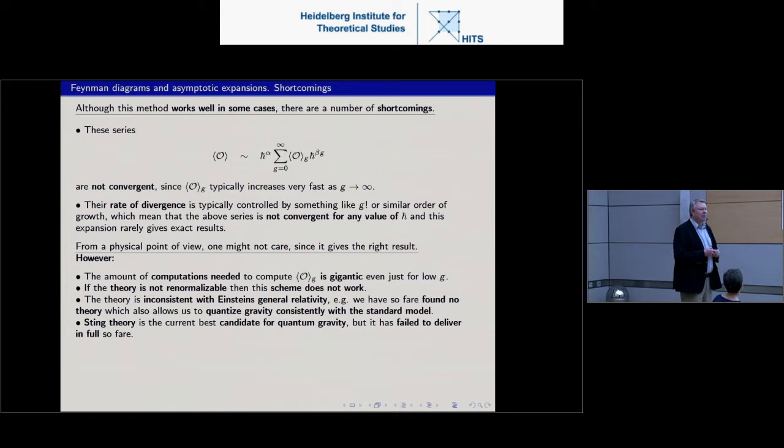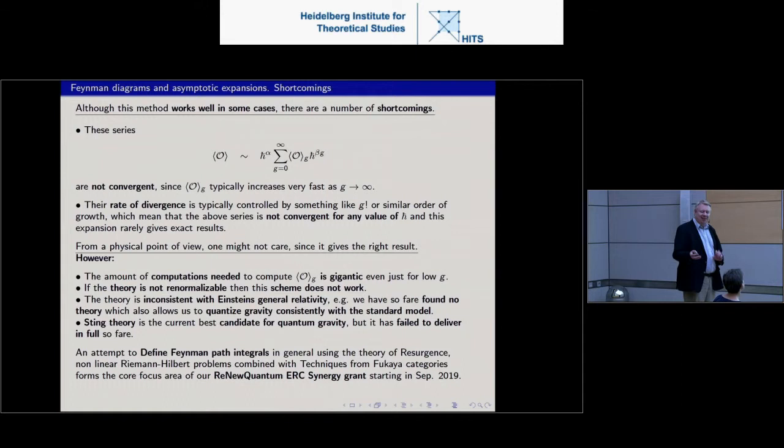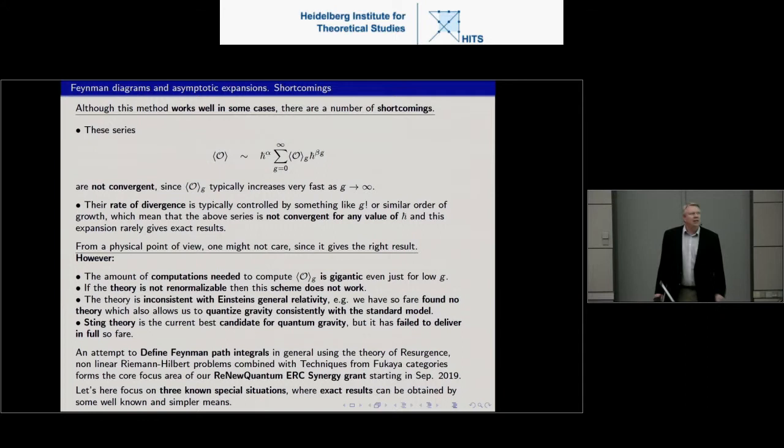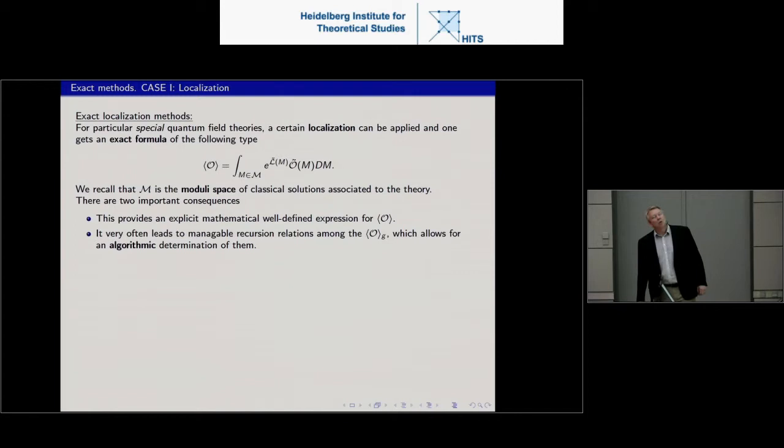Okay, so I should say, just since you mentioned the ERC synergy grant, that we are working on an attempt to define Feynman path integrals, which will use resurgence and nonlinear Riemann-Hilbert problems in combination with techniques from Fukaya categories. But the grant doesn't start until September 2019, so I won't say anything more about that. What I will tell you about is three known special situations where exact results can really be obtained for Feynman path integrals. So the first case is what I have called localization.